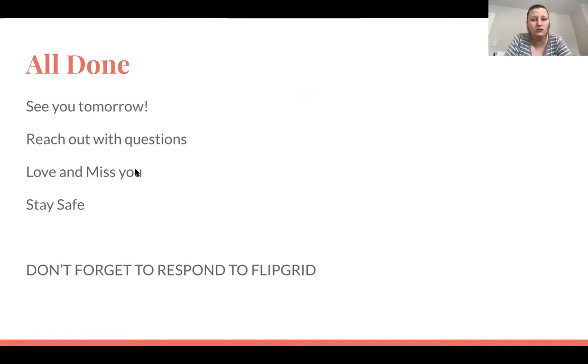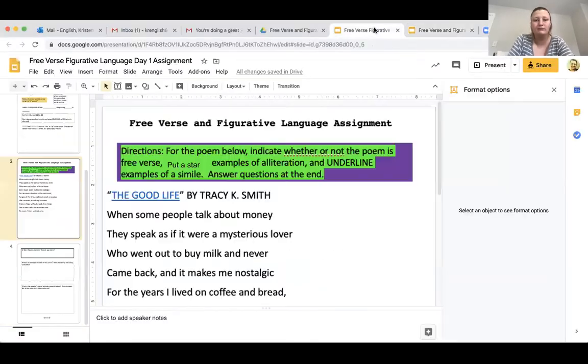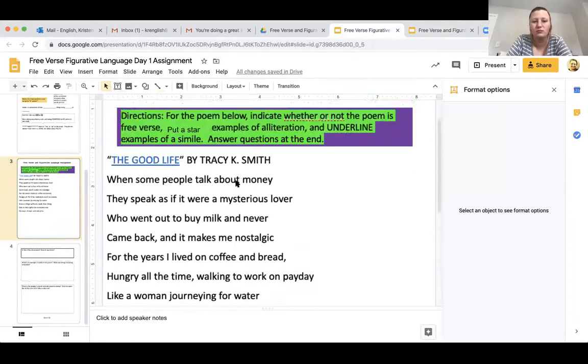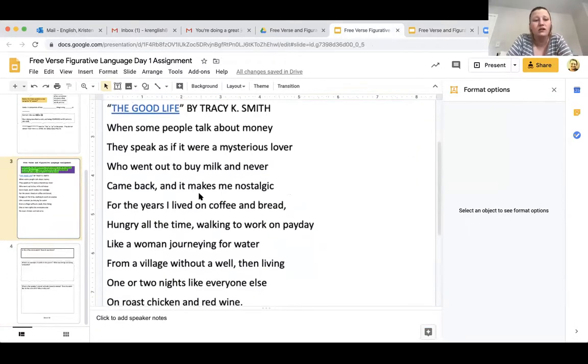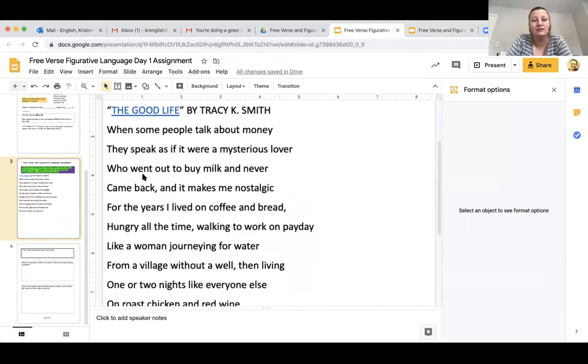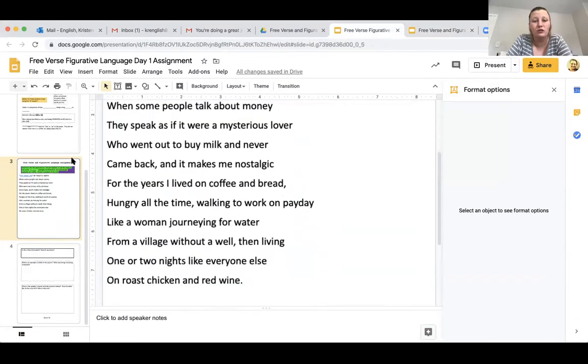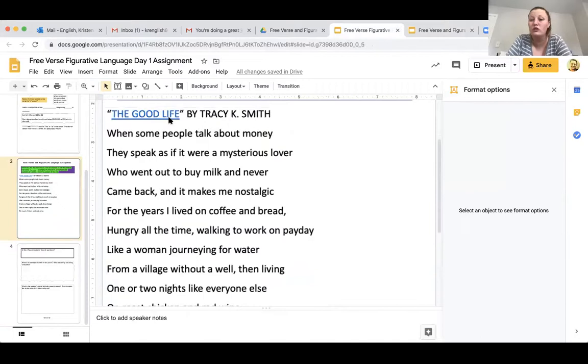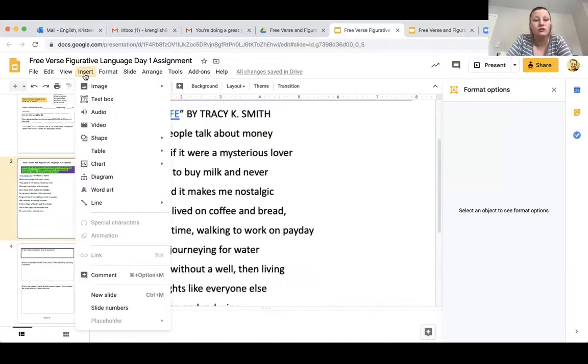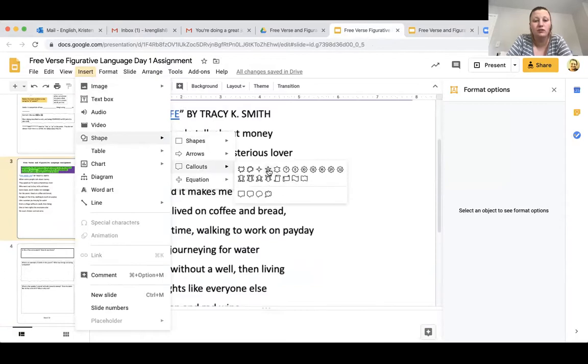All right, so let's look at your assignment really quickly. Okay, so here is the poem, The Good Life by Tracy K. Smith. It's pretty quick, okay? So let's say you find an example of alliteration. You're gonna put a star next to it. The way you put a star: insert, shape, callouts, and then there's a star right here.